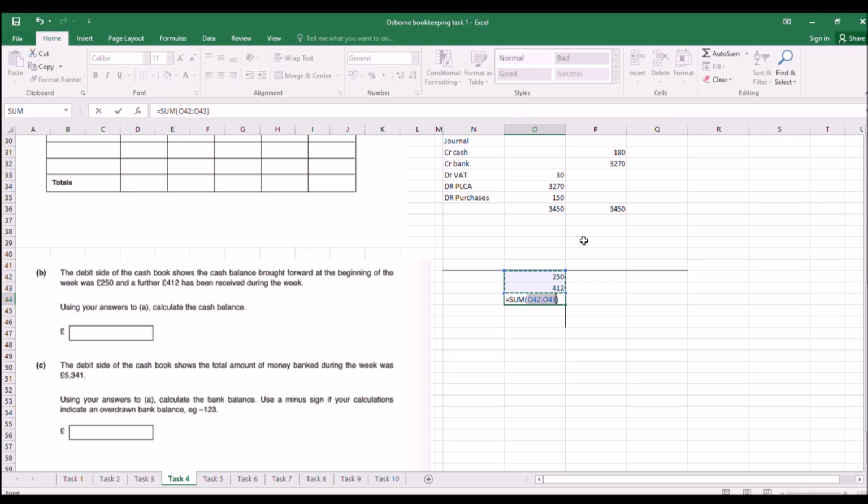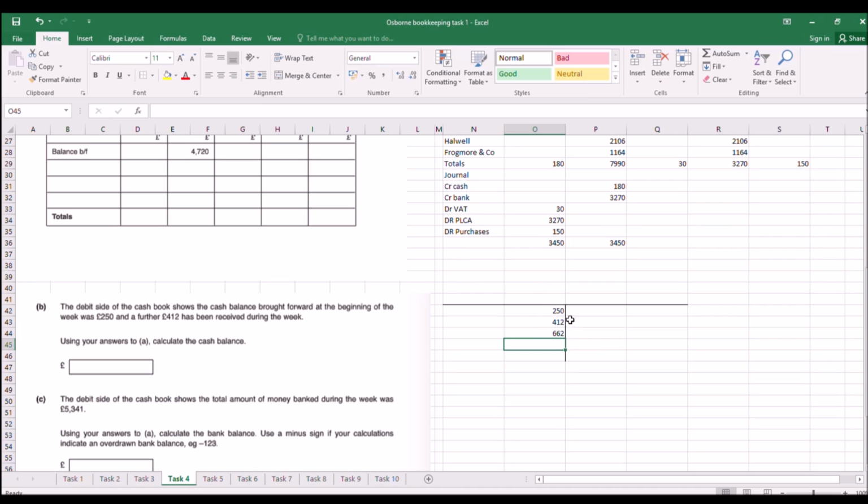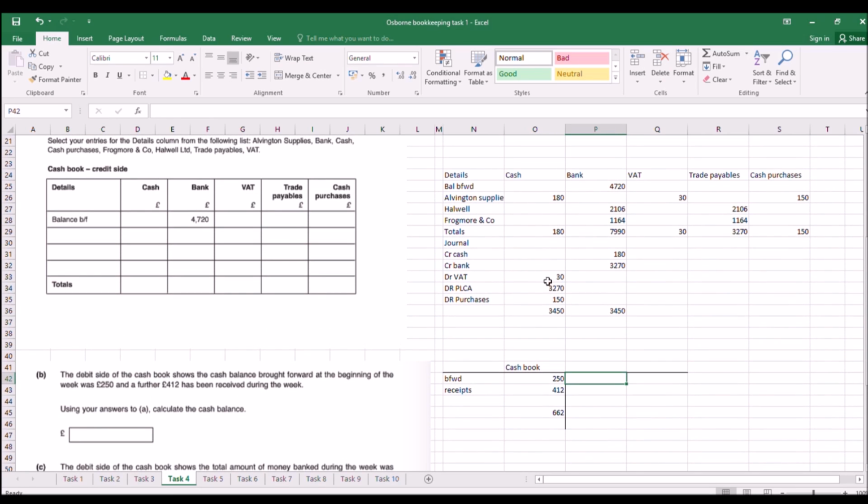Oh, right, hang on. Debit side of the cash book, showing that. Use the answers to A. Right, so there's our cash book. Right, okay, so here we go. This can be the general ledger then, is it? Right, so we've got our balance brought forward of cash. And then we've got our receipts. Right, and then that's going to give us our total figure there, 662. And we've also got the answer in A over here. What would we post over here, which was our credit of 180.